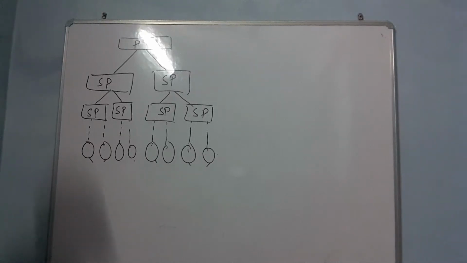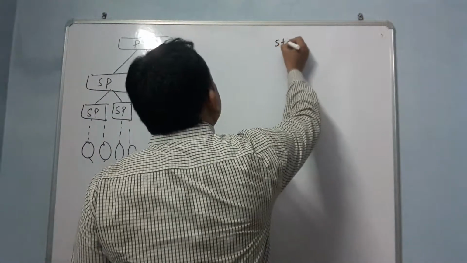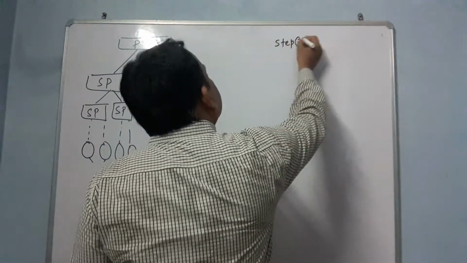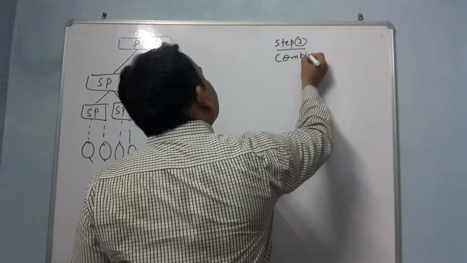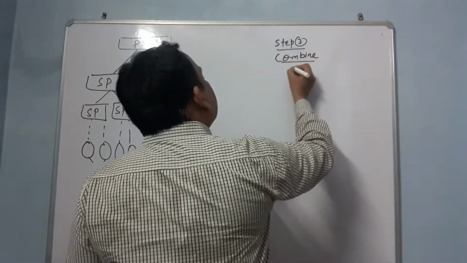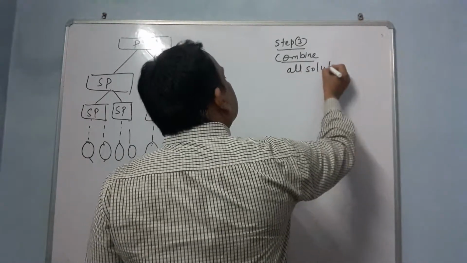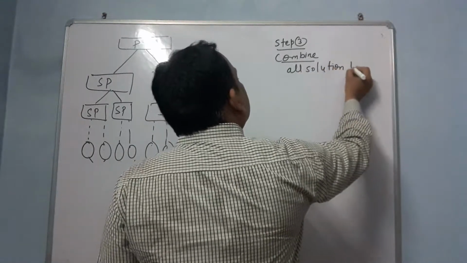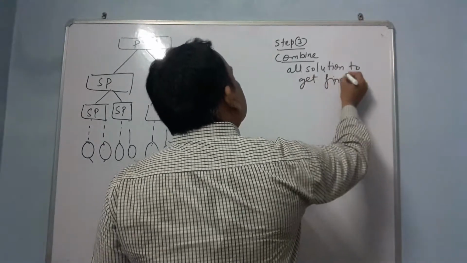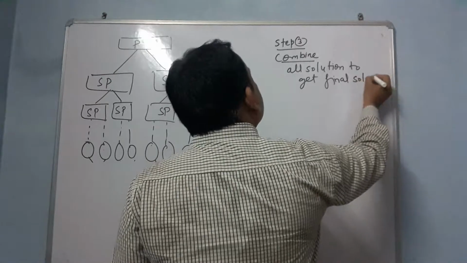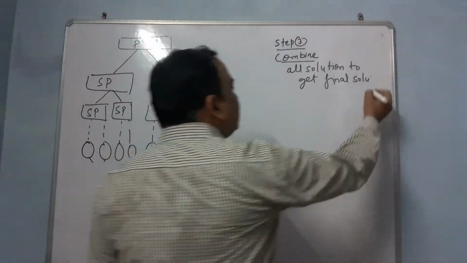Now the remaining part of the DC approach, step number 3. Step 3 is nothing, it is a combine step. Here we combine all the solutions to get the final solution of the problem. Final solution of the problem here.